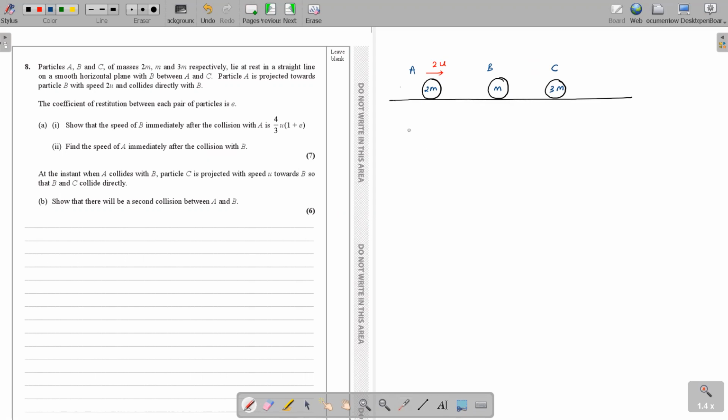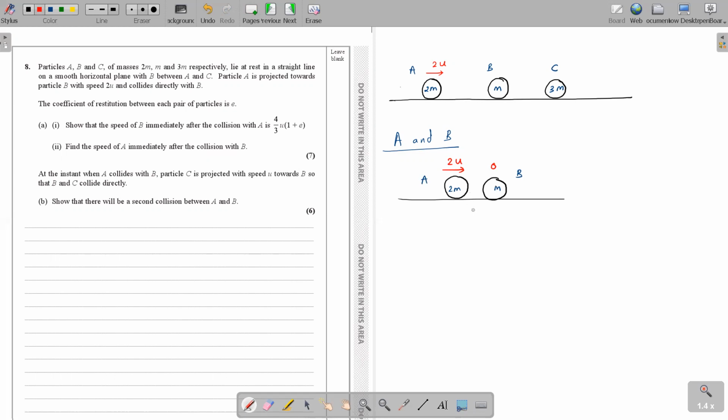So I'll consider the collision between A and B, and consider these two particles only. This is particle A, particle B, 2m, m. Particle A is projected towards B with speed 2u at the beginning. The others are lying at rest. Particle A is projected towards particle B with speed 2u.